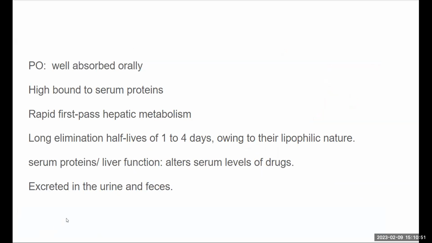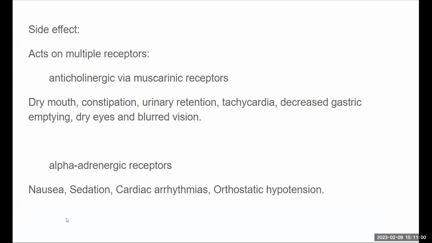These TCAs are quite well absorbed orally, highly protein bound, metabolized in the liver, and excreted in the urine. The side effects are related to the wide range of receptors that they act on, because they act not only on the reuptake channels, blocking serotonin and norepinephrine, but also on the anticholinergic receptors and the adrenergic and histamine receptors. So their side effects are related to these receptor actions as well.